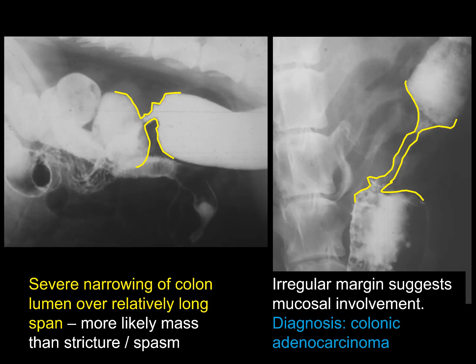Much more likely to be a mass than just a spasm. It's got a broad base to it. So some sort of mass, again, whether we're talking about cancer or granulomatous disease, cancer's usually more likely, and again, this ended up being a colonic adenocarcinoma.